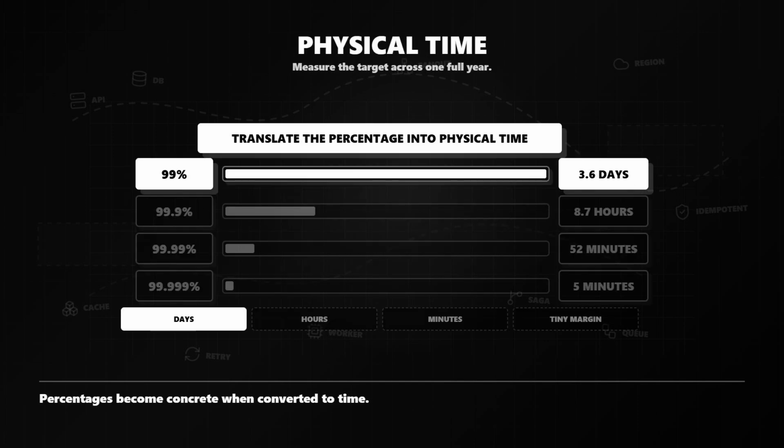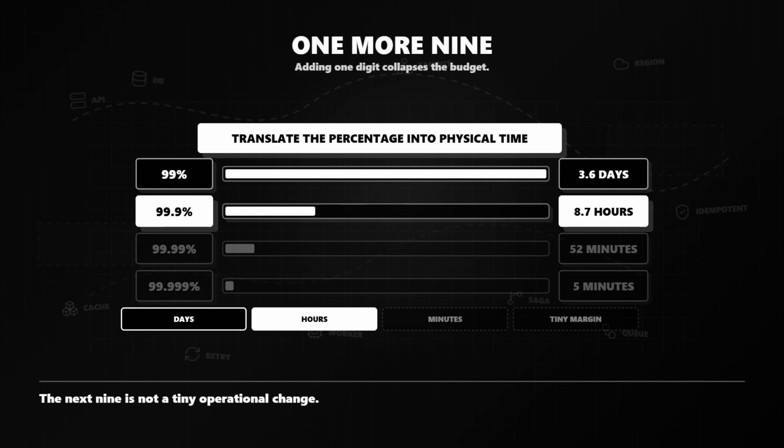Let's break this down into actual physical time. Imagine FoodDash is running non-stop for an entire year. At 99% availability, you are allowed roughly 3.6 days of total downtime. Think about that. You could be totally offline for a long holiday weekend, and technically, you'd still hit your target.